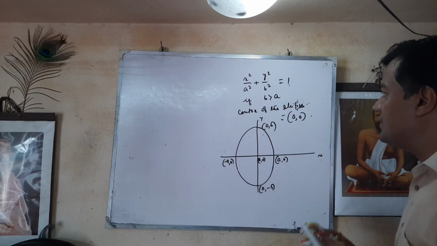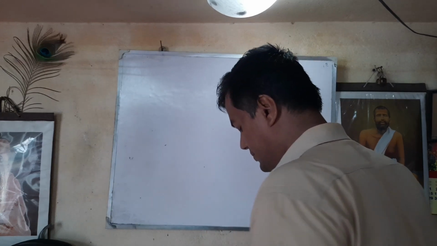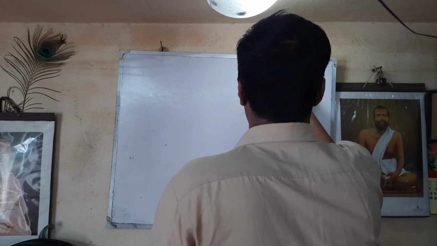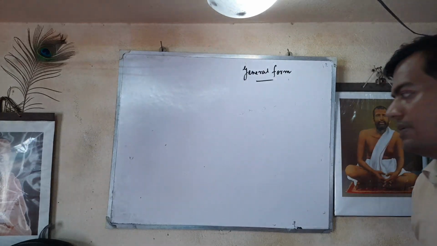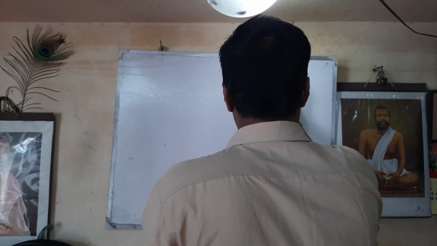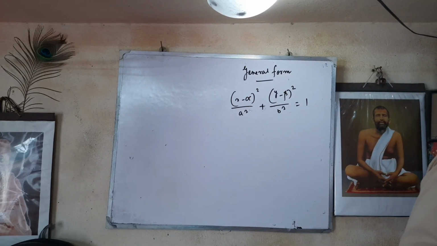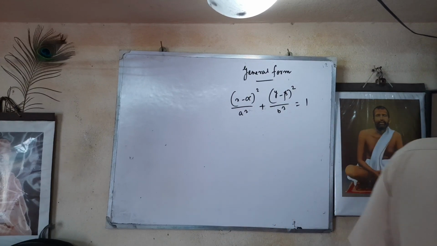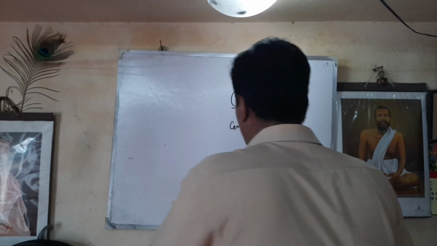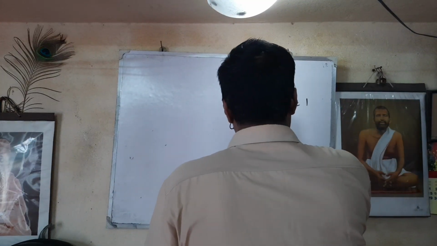Now let us discuss the general form of an ellipse. Let the equation of an ellipse be x minus alpha whole square by a square plus y minus beta whole square by b square equals 1. Okay. So the center of the ellipse will be at alpha comma beta. You must remember that the center does not lie here at the origin. Center of the ellipse will be at alpha comma beta.